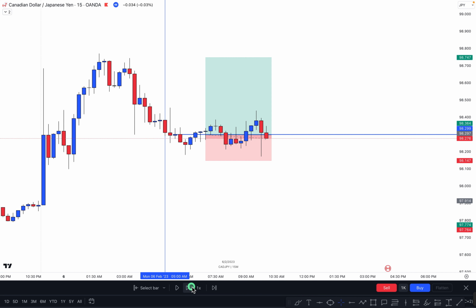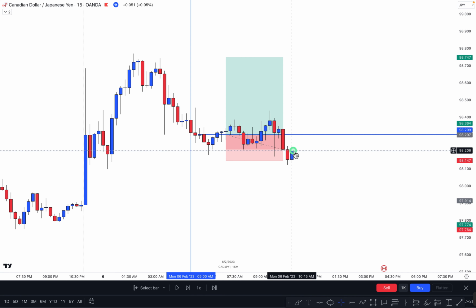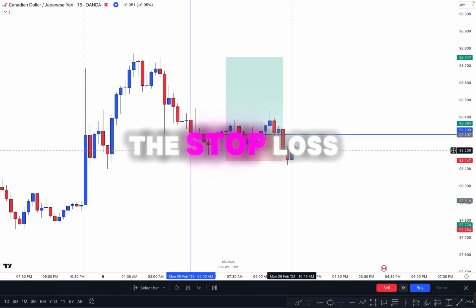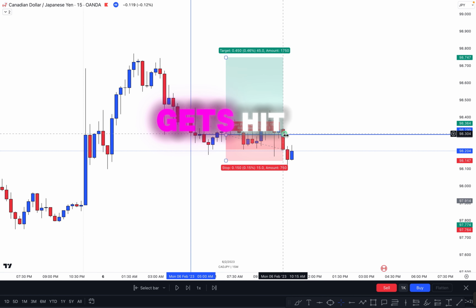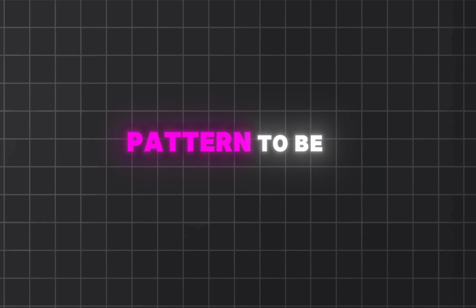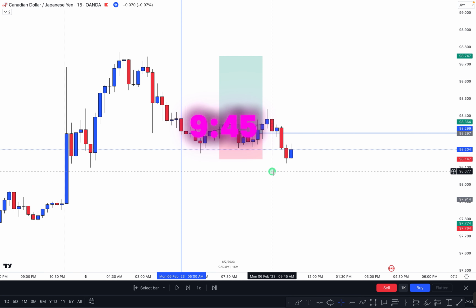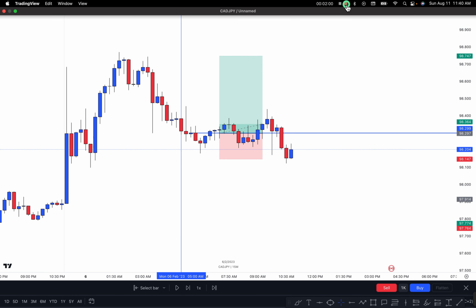Okay. And there the stop loss gets hit. So after the stop loss gets hit, what I do is I wait for another W pattern to be formed. Let's see, because it's still early. It's around 9:45 a.m.